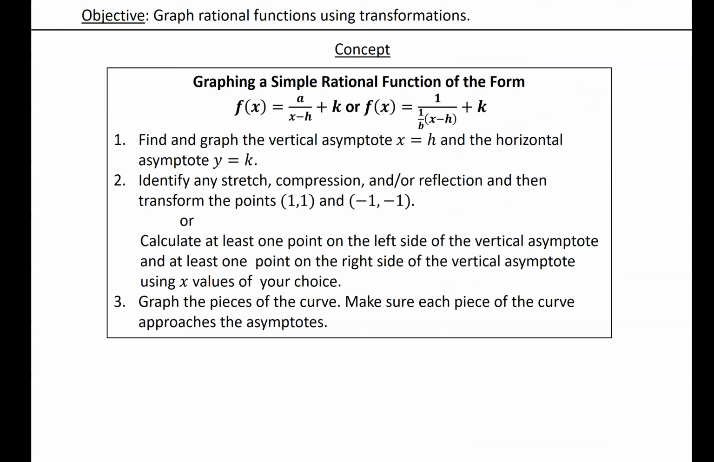So what are the forms that we can use this particular method in? If we have a rational function in a transformation form, it would either look like this, if we have an a parameter, an h and k, or it would look like this, if we have a 1 over b parameter and an h and a k value. And so let's take a look at an example, because the rest of this is just describing what I was talking about, how we would graph using transformations using our parent function.